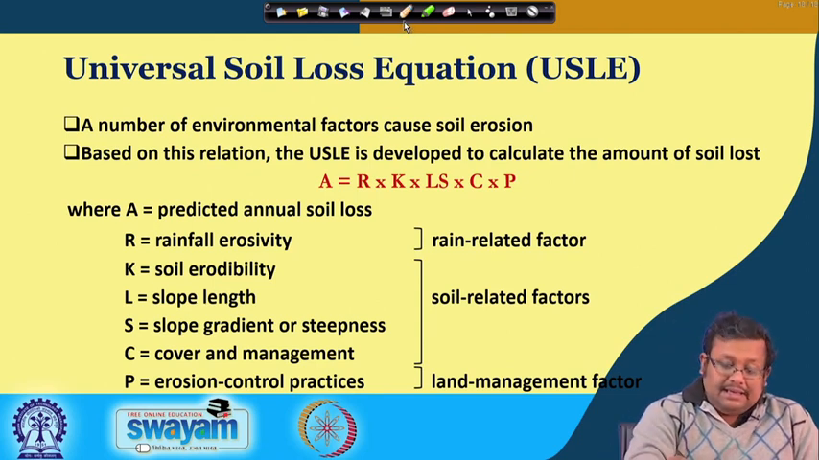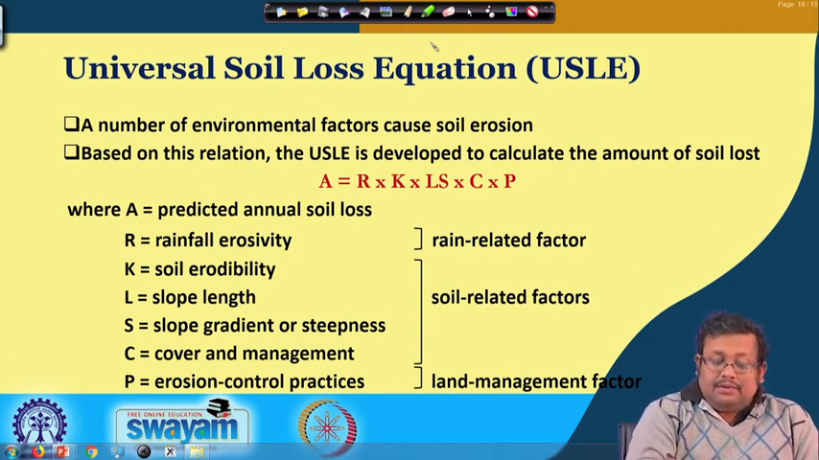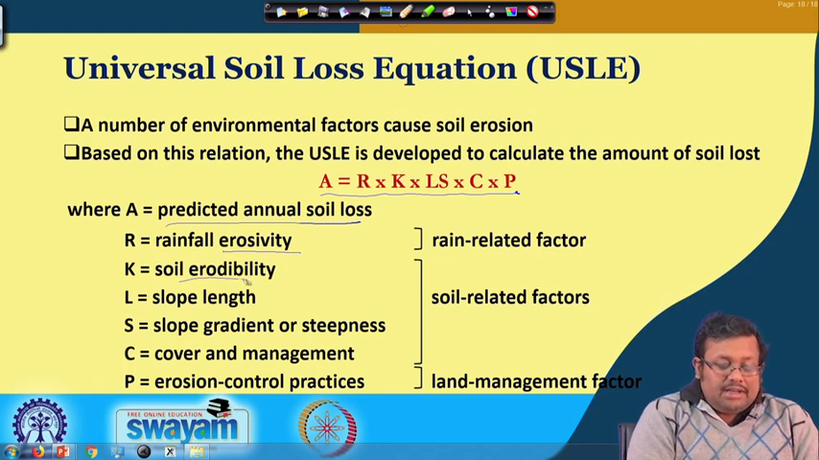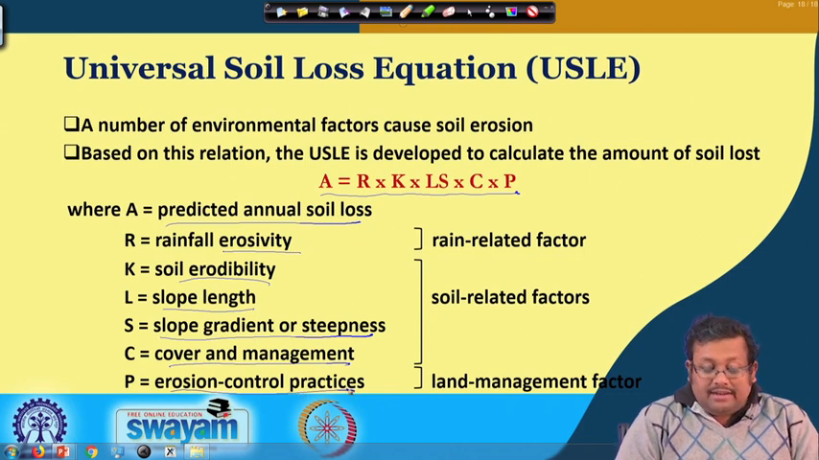Based on this relation, the universal soil loss equation is developed to calculate the amount of soil loss. The equation is A equal to R into K into LS into C into P, where A is the predicted annual soil loss, R stands for rainfall erosivity, K stands for soil erodibility, L stands for slope length, S stands for slope gradient or steepness, C stands for cover and management, and P stands for erosion control practices.